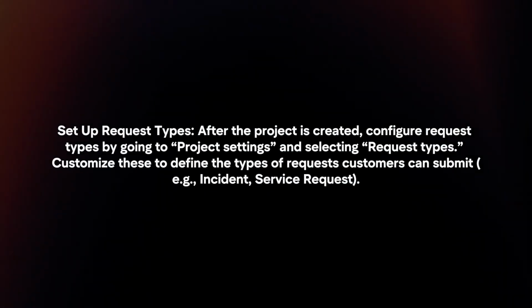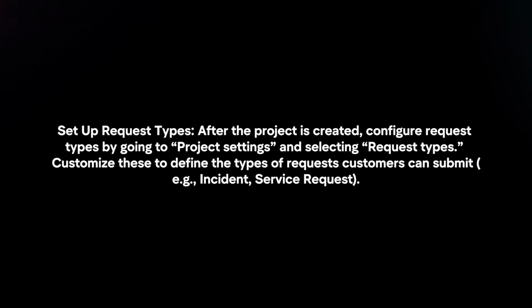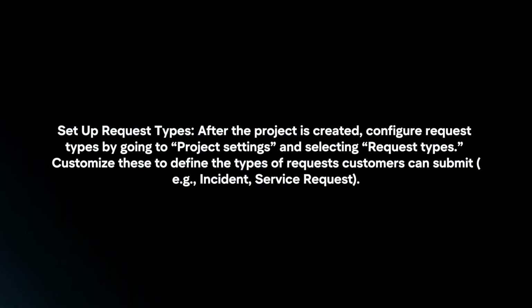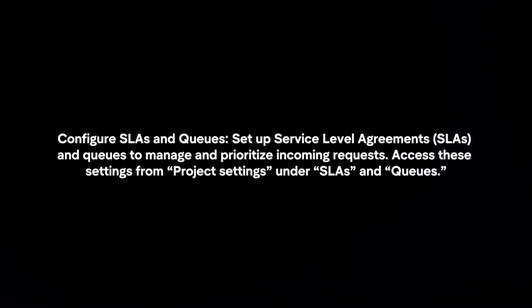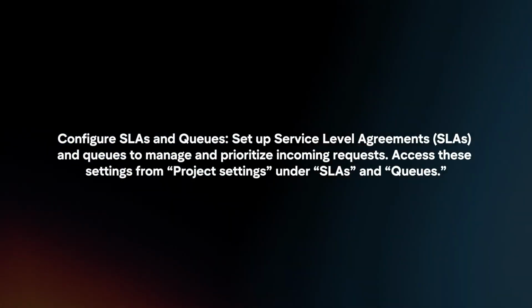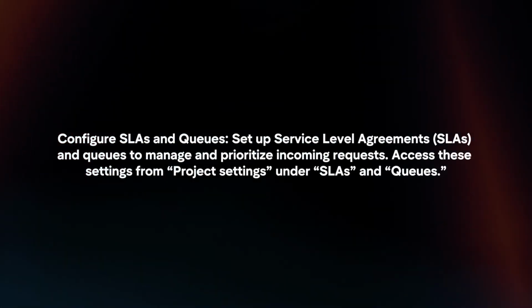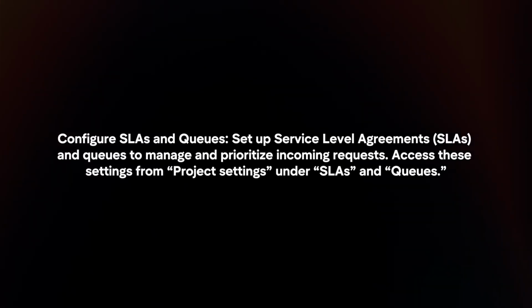Set up request types. After the project is created, configure request types by going to project settings and selecting request types. Customize these to define the types of requests customers can submit. Configure SLAs and queues. Set up service level agreements and queues to manage and prioritize incoming requests. Access these settings from project settings under SLAs and queues.